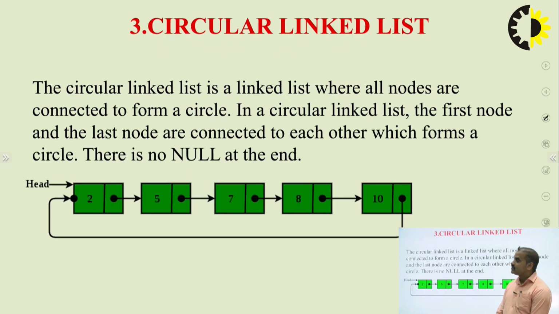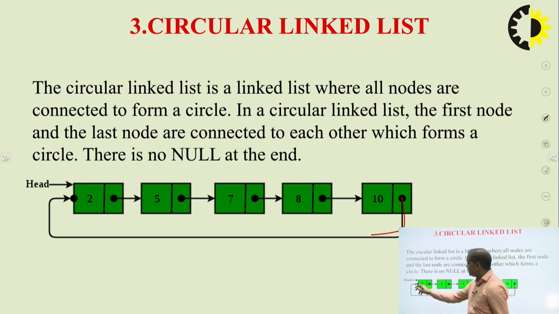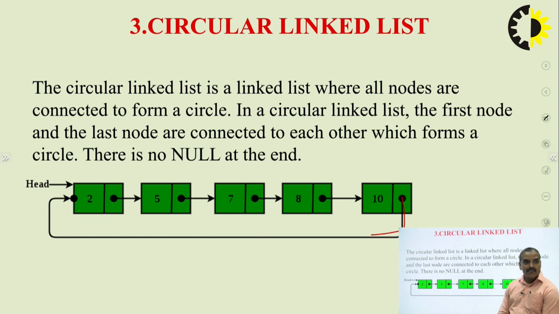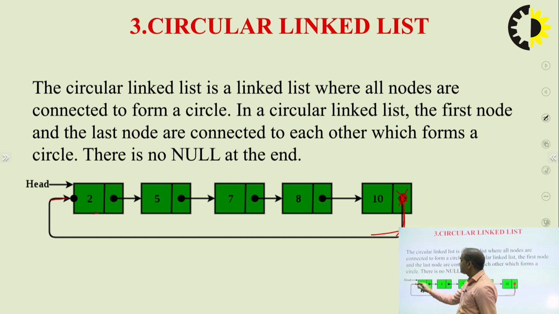The next one is the circular linked list. In a circular linked list, the last node's null pointer points to the first node. The definition is similar, but the difference is that in a linear linked list, this link part contains null. But if we want to implement this linear linked list as a circular linked list, then we point the last node to the first node, and this type of data structure is called a circular linked list.